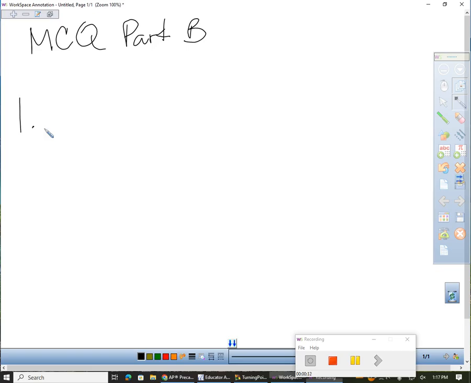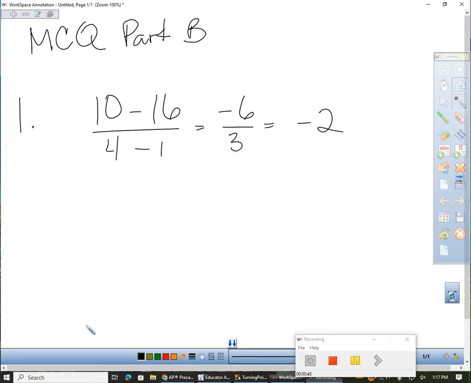Okay? So when they want to know from 1 to 4, we're going to do at 4, the y value is 10, minus at 1, the y value is 16, over 4 minus 1. So 10 minus 16 is negative 6, 4 minus 1 is 3, negative 6 divided by 3 is negative 2. Rate of change just means slope.